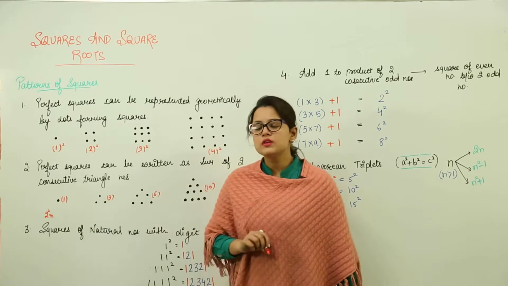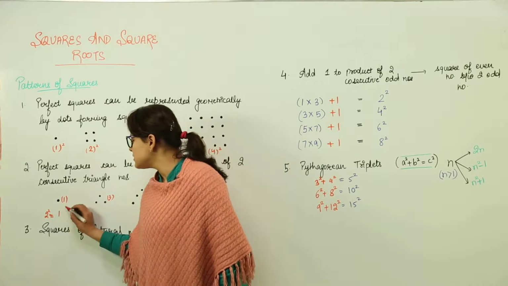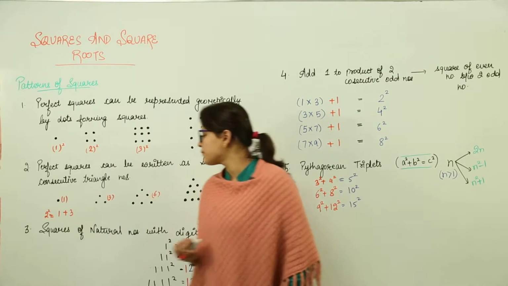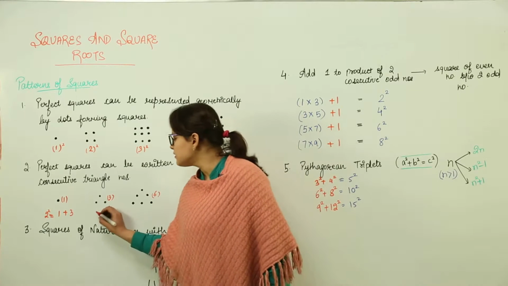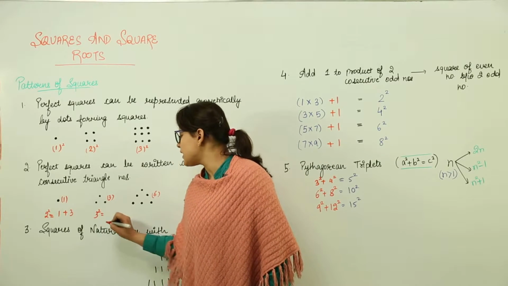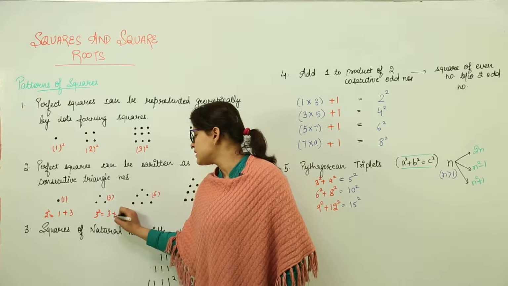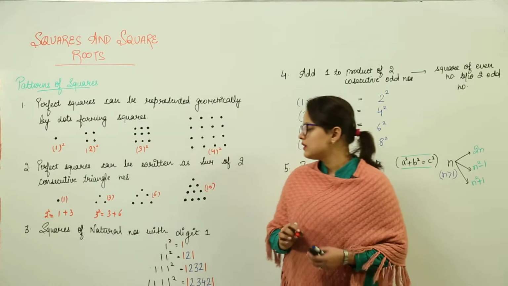Over here 2 square can be represented as this plus this, right? Similarly 3 square can be represented as this 3 plus this 6, right?